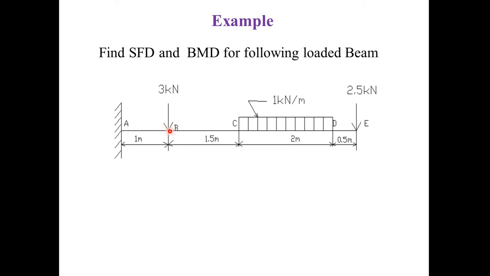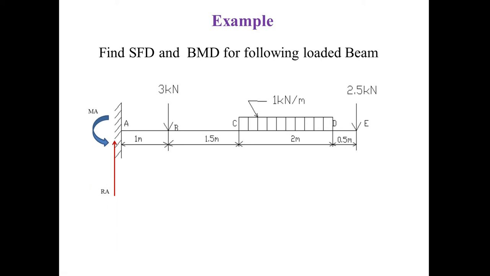And there are different kinds of load. One load is a point load at point B, that is 3 kN. Another load is a uniformly distributed load between C and D, a span of 2 meters, and the magnitude is 1 kN per meter. And another concentrated load at point E, with magnitude 2.5 kN. So we'll try to solve this particular problem.